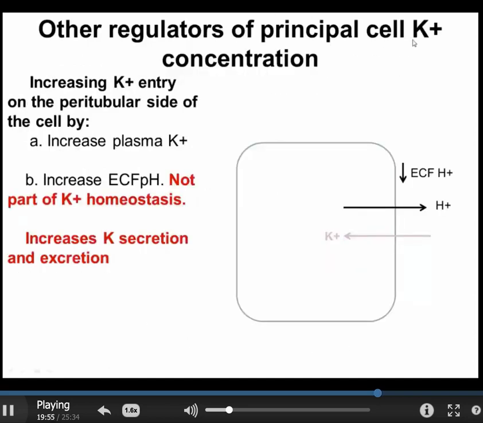Other things that regulate the principal cell potassium concentration: an increase in plasma potassium causes potassium to enter all cells, including the principal cells, under the action of insulin, beta-adrenergic agonists, and aldosterone.